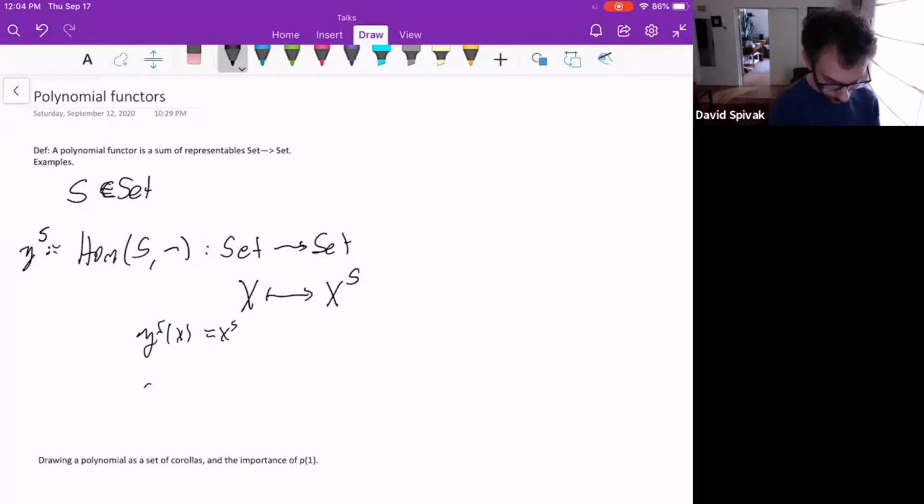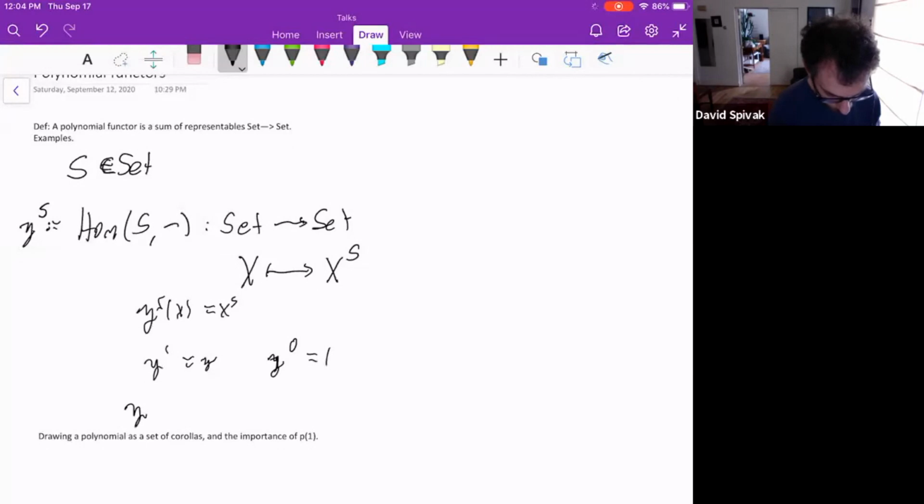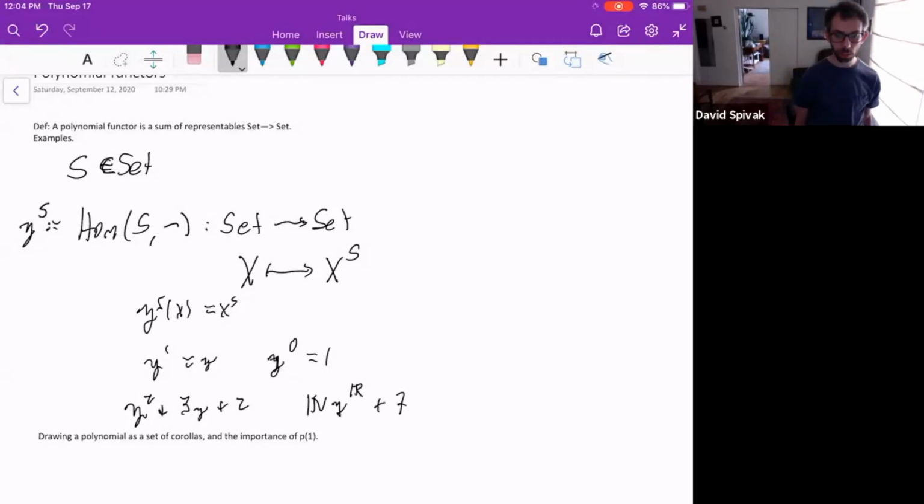And of course, some of the most important ones are y to the 1, which I'll just denote y, and that's the identity functor, and y to the 0 is 1. Okay. So an example of a polynomial is something like y squared plus 3y plus 2, or natural numbers y to the reals plus 7. Again, what I'm saying here is that the sum could be infinite and the representing sets can be infinite.